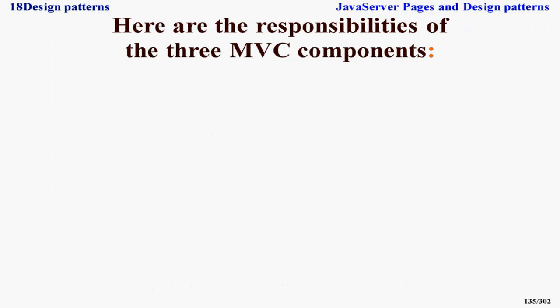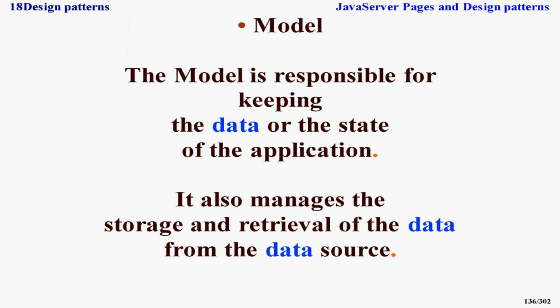Here are the responsibilities of the 3 MVC components. Model. The model is responsible for keeping the data or the state of the application. It also manages the storage and retrieval of the data from the data source. It notifies all the views that are viewing its data when the data changes.